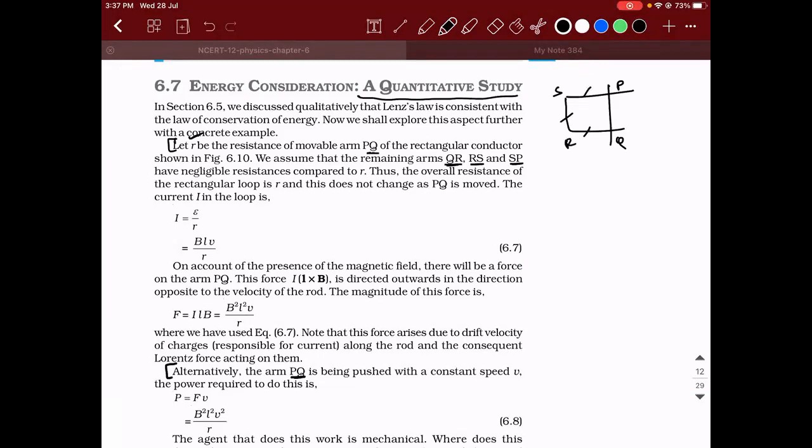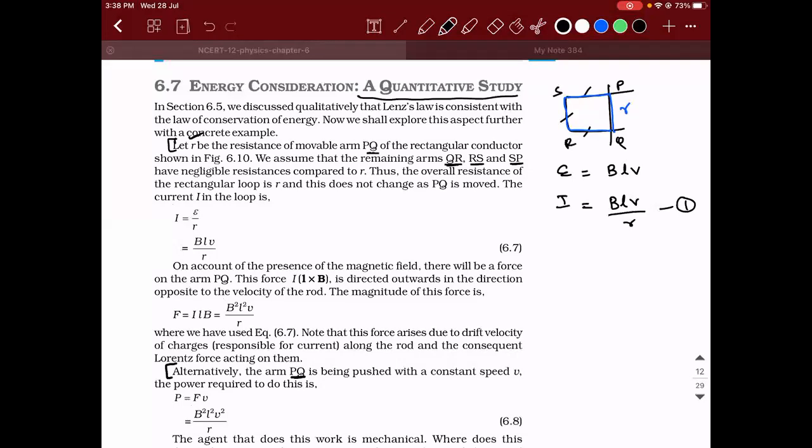So what will be the overall resistance of this network? Is it not going to be the resistance of PQ itself, that is r? Now when this PQ is moved, there is an EMF induced. The value of EMF that is getting induced is BLV. So the current that will get induced is equal to BLV divided by r. This is the first point to be noted. There can be a question asking you the value of the current flowing through the circuit. It is going to be B into L into V divided by r.